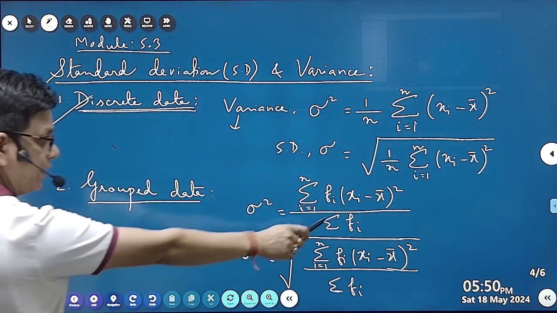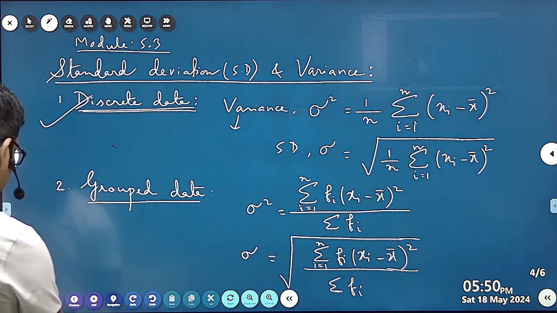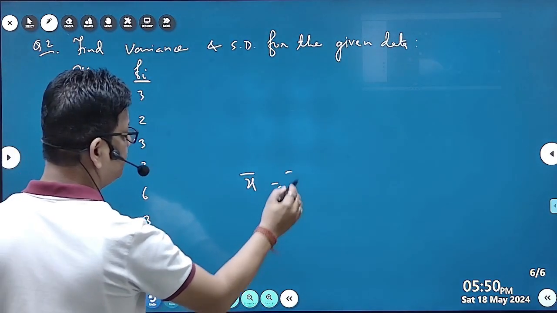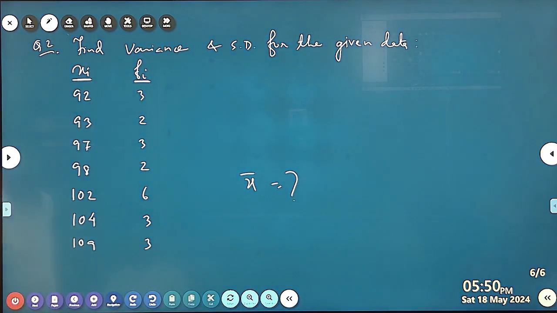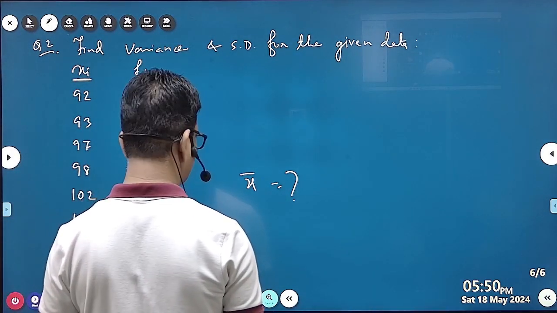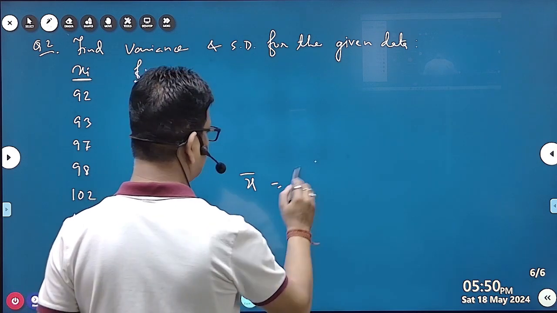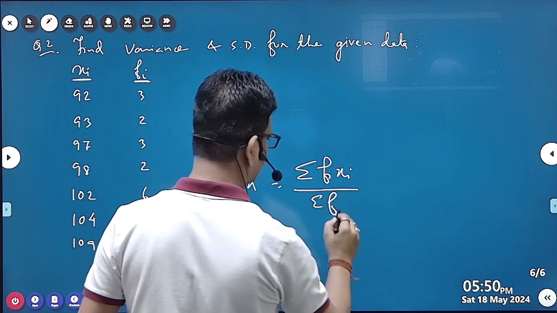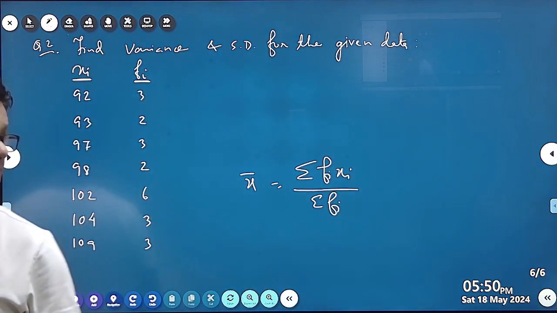Now once again you need to find x bar, otherwise we can't do that. So how to find mean for this data? Which formula will we use? There are many formulas for mean, but this is discrete data, not class wise. So the easiest formula will be summation of fi xi divided by summation of fi. This is the easiest one for finding mean for discrete data like this.